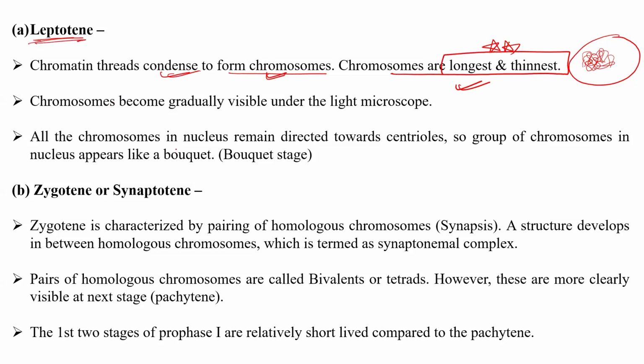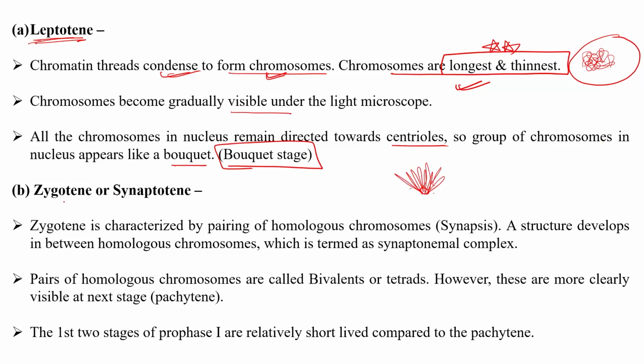Now chromosomes become gradually visible under the light microscope. All the chromosomes in the nucleus remain directed towards the centrioles. So the group of chromosomes in the nucleus appears like a bouquet. Therefore, it is also known as the bouquet stage. It's like all the chromosomes are towards the centrioles, and therefore they form a bouquet-like structure, and therefore it is known as the bouquet stage.